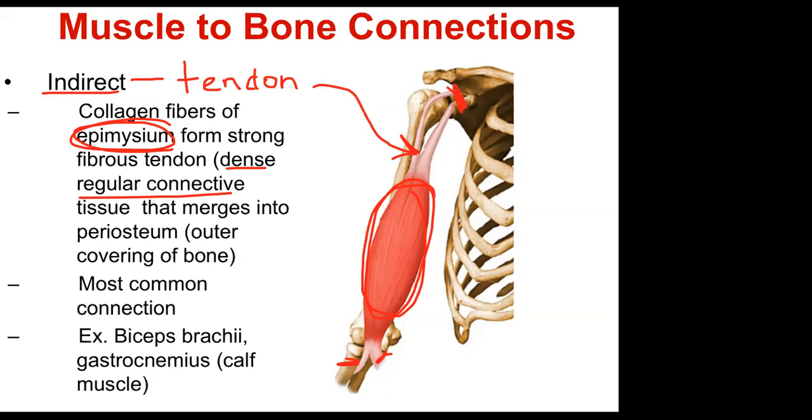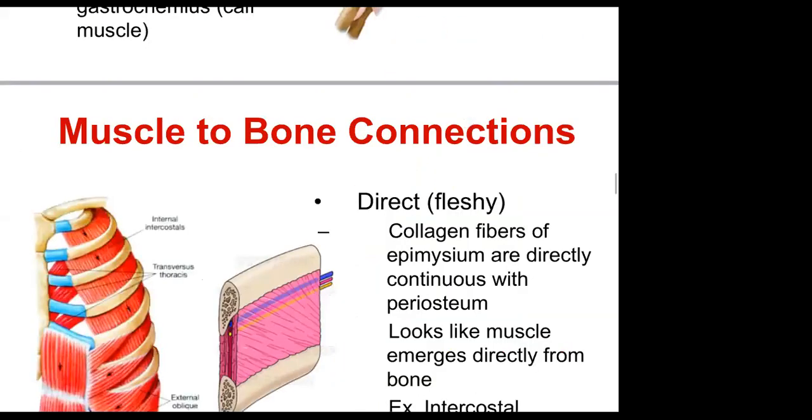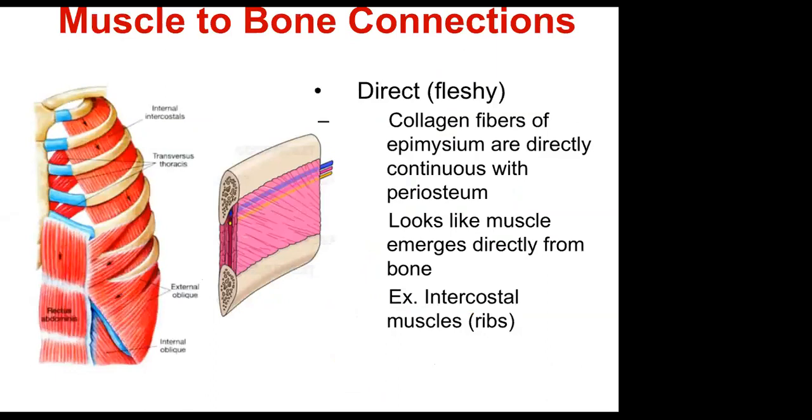Now, if this is indirect, the next type we have is what we call direct. And this is also oftentimes referred to as a fleshy connection. So what's different about this connection is that there is not a tendon involved. So it looks like the muscle is directly emerging and directly connecting to the bone. So again, the big difference here is that we do not easily observe a tendon. So no tendon. It appears as though the muscle is directly entering and exiting from the bone.